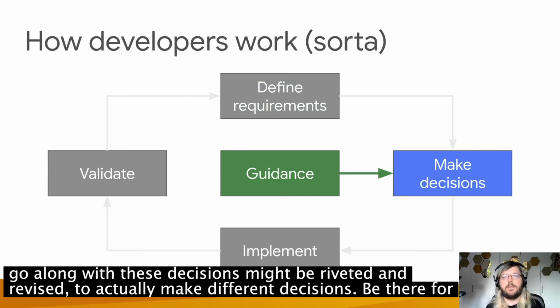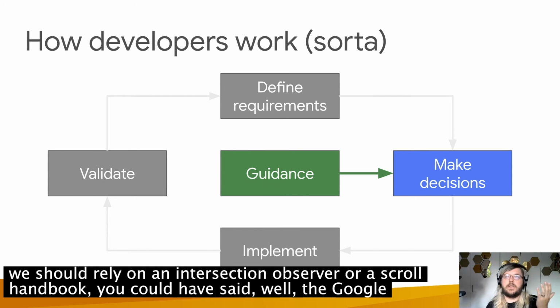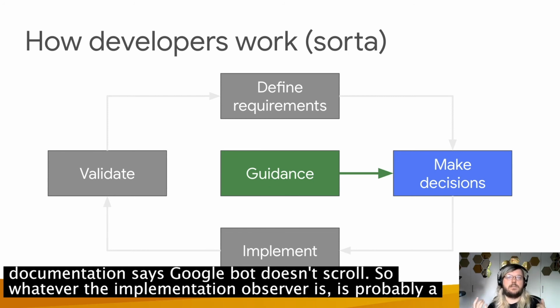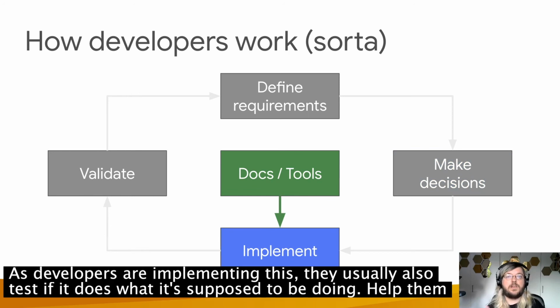Also, as developers work on things, they usually think quite often on the decisions they make, and as they go along, these decisions might be revised to actually make different decisions. Be there for them, give them guidance. How can they make the right decision in this case? And if they're like, we are not sure if we should rely on an intersection observer or a scroll handler, you could have said, well, the Google documentation says Googlebot doesn't scroll. So whatever the implementation observer is, it's probably a better choice than the scrolling. You could have avoided problems further down the road. As developers are implementing this, they usually also test if it does what it's supposed to be doing.